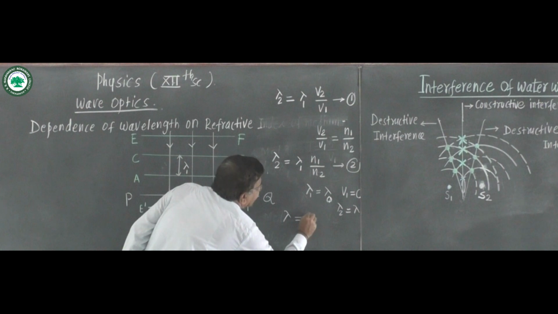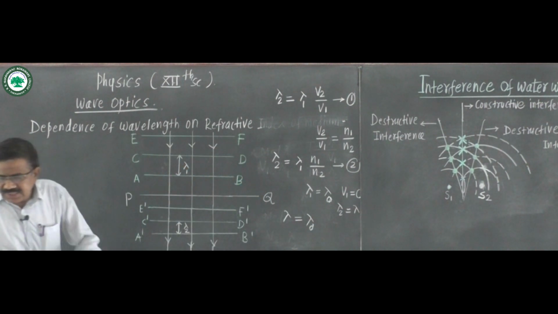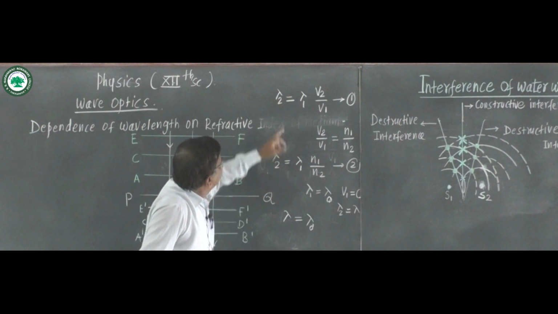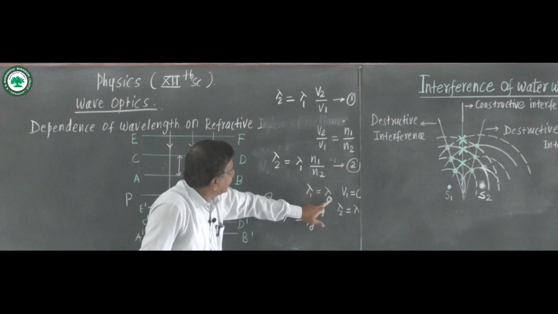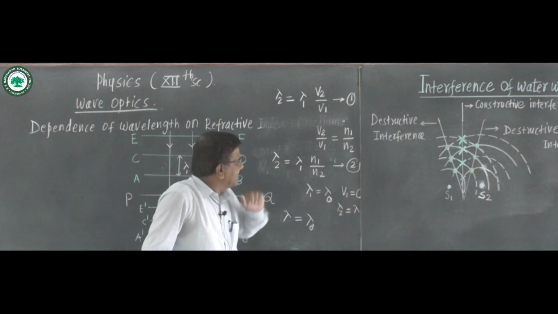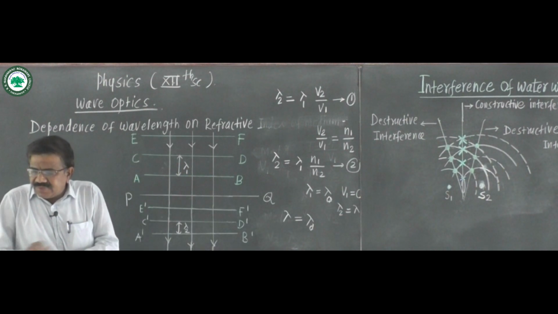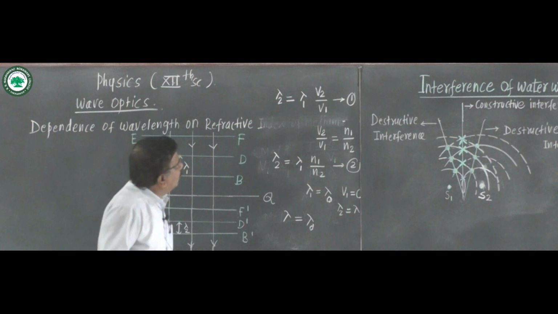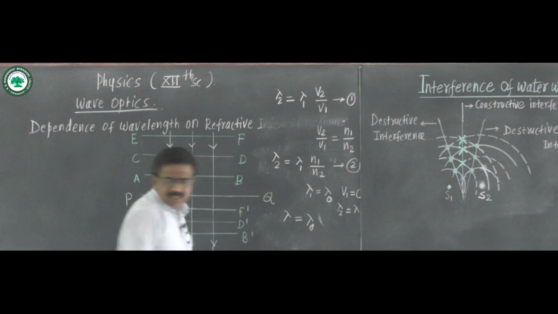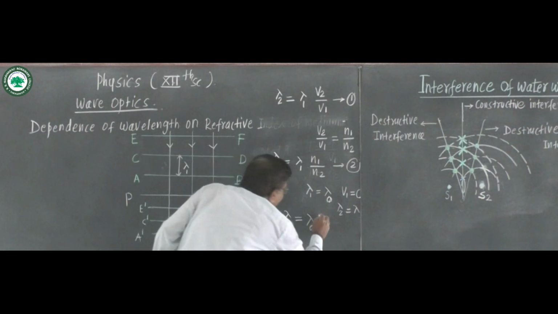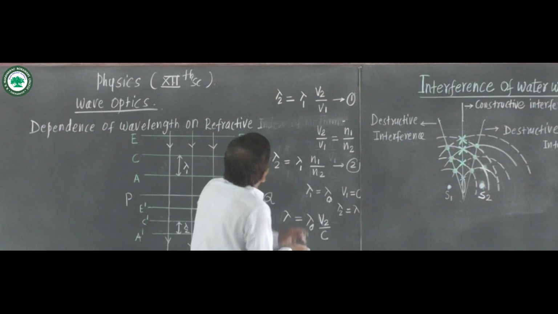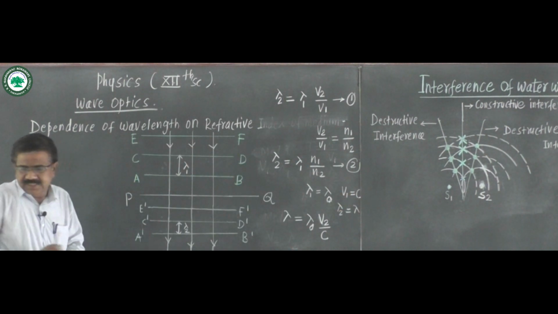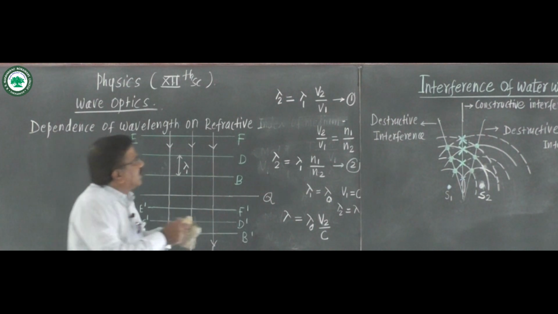Substitute in equation 1: if medium 1 is vacuum, lambda 1 is lambda 0. Speed of light in first medium is c, and suppose lambda 2 is lambda. Our equation 1 becomes lambda is equal to lambda 0 into v2 upon c. Lambda 2 as lambda, lambda 1 as lambda 0, v2 as it is, and in first medium velocity of light is c.